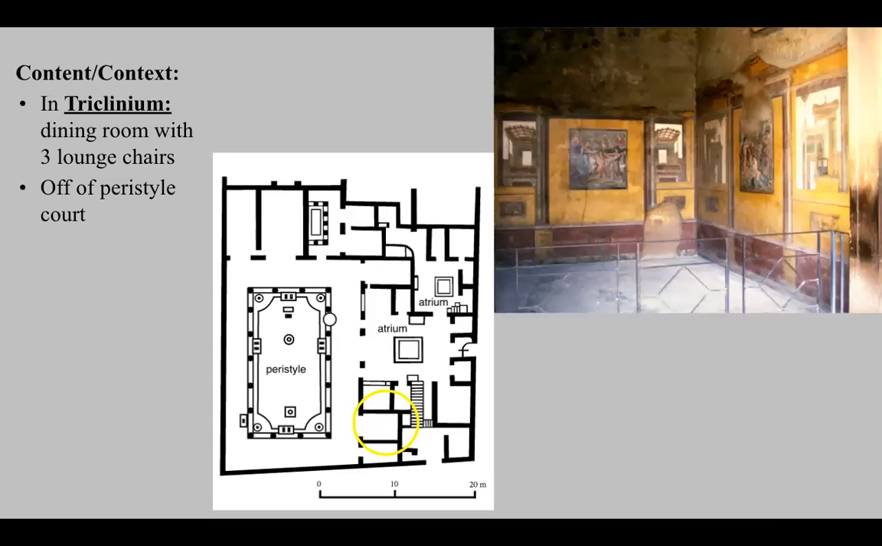Okay, this painting is in, oh, I had it in the wrong place. There we go. It is in the triclinium. It is in the dining hall. And so this is a three-sided room off of the peristyle court. This probably housed a bunch of those reclining chairs where they would eat and feast for hours. Right? And you get the breeze from the peristyle court inside.